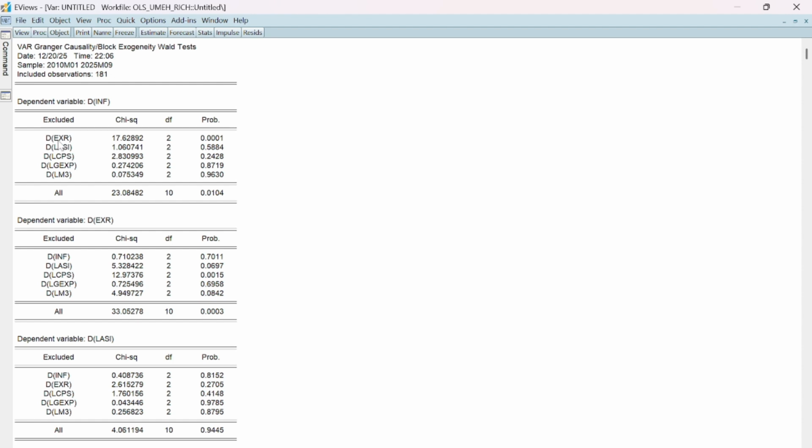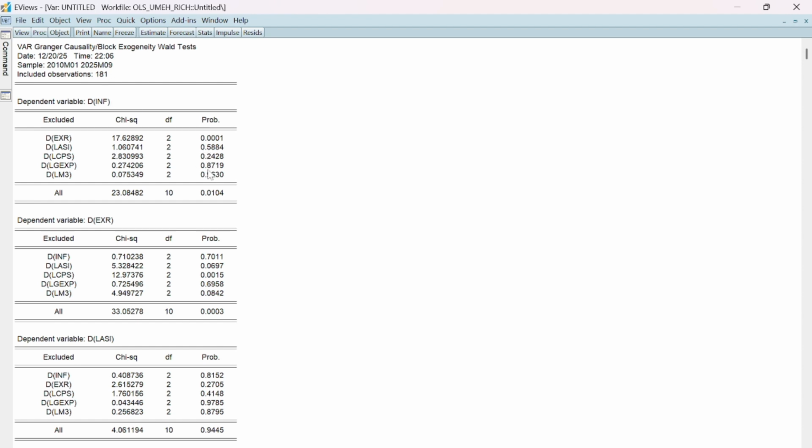So the null hypothesis, exchange rate does not Granger cause inflation, and the probability test is 0.001. What are you going to do? You will reject the null. The null is that exchange rate does not Granger cause inflation. You reject, which means exchange rate causes inflation. So that is your interpretation. From this, we will find out that exchange rate leads to inflation in Nigeria.